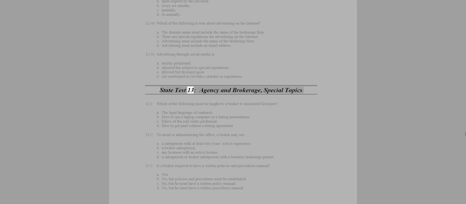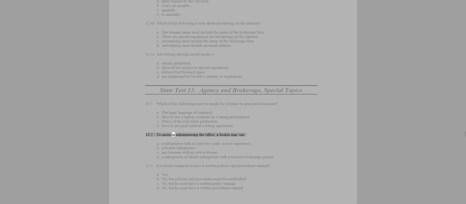State Test 13, Agency and Brokerage, Special Topics. 13.1 Which of the following must be taught by a broker to associated licensees? A. The legal language of contracts. B. How to use a laptop computer in a listing presentation. C. Ethics of the real estate profession. D. How to get paid without a listing agreement.